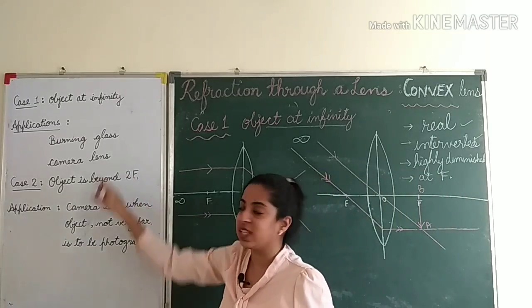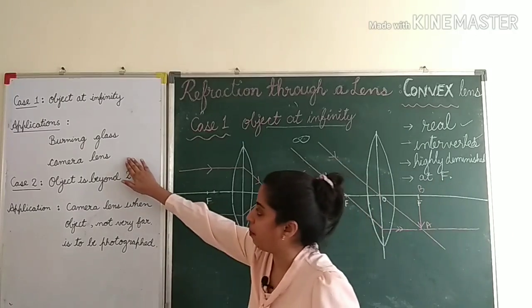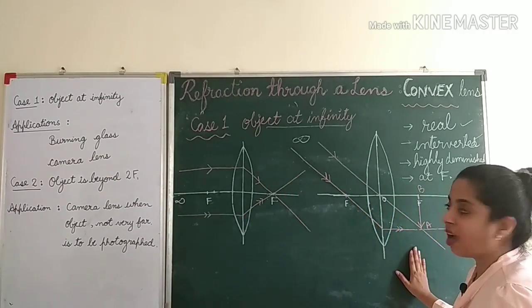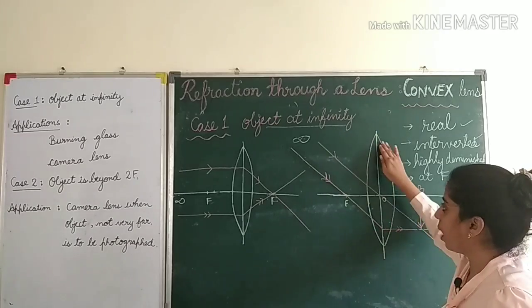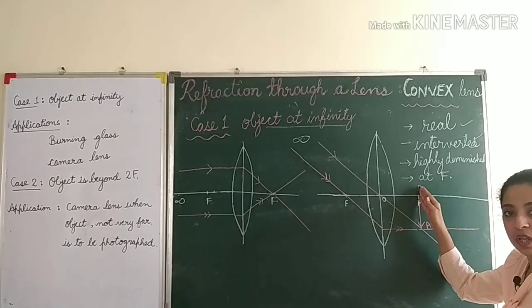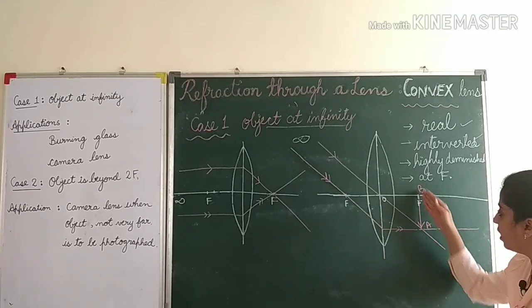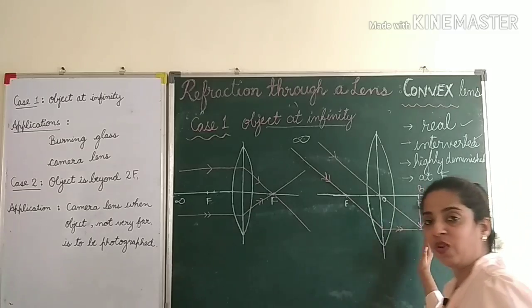Similarly, we use it as a camera lens. So here it is used in camera lens to photograph an image which is at infinity. So here will be our camera lens. We will try to focus this at our photographic film. So at F we will keep the photographic film where the image will be formed.